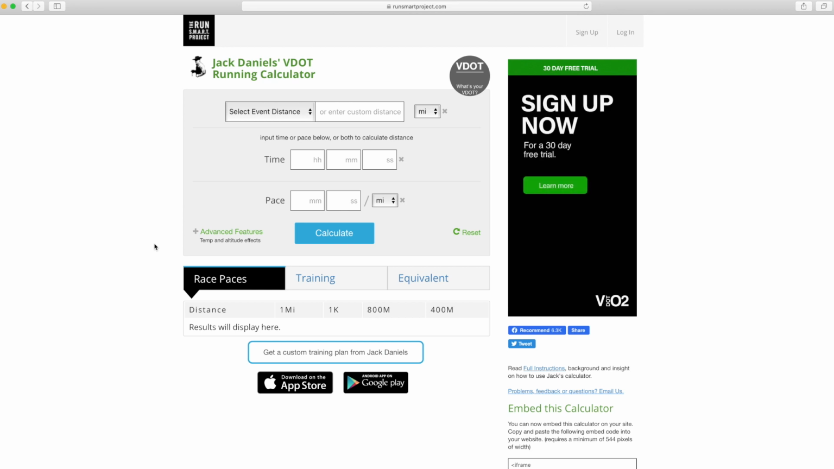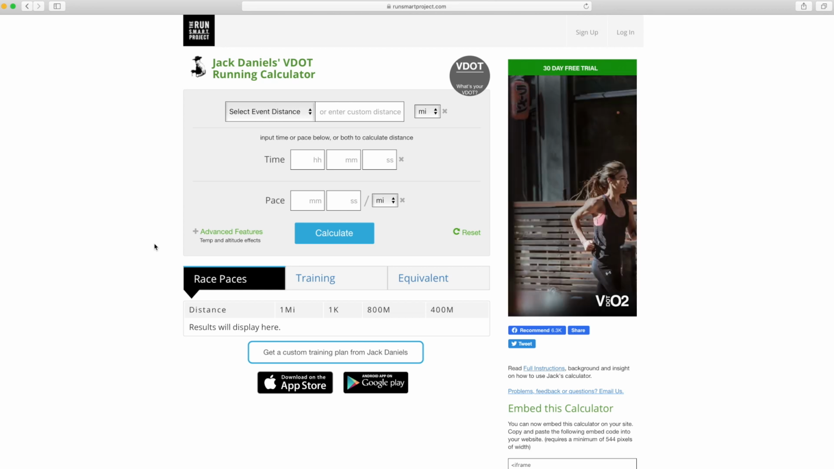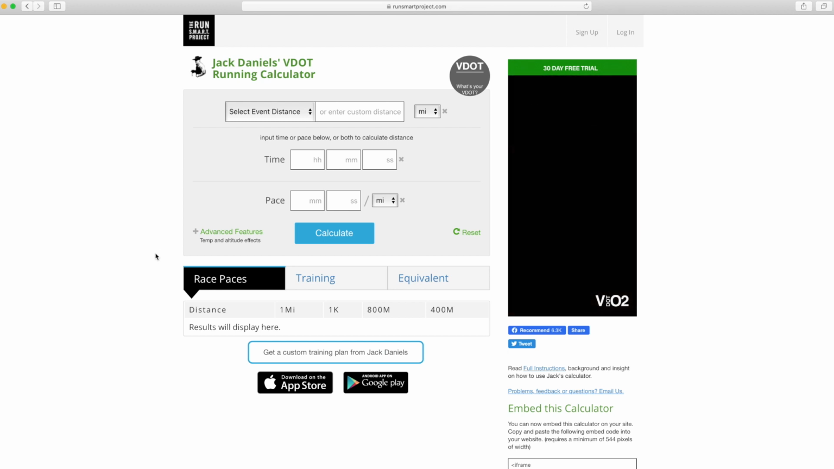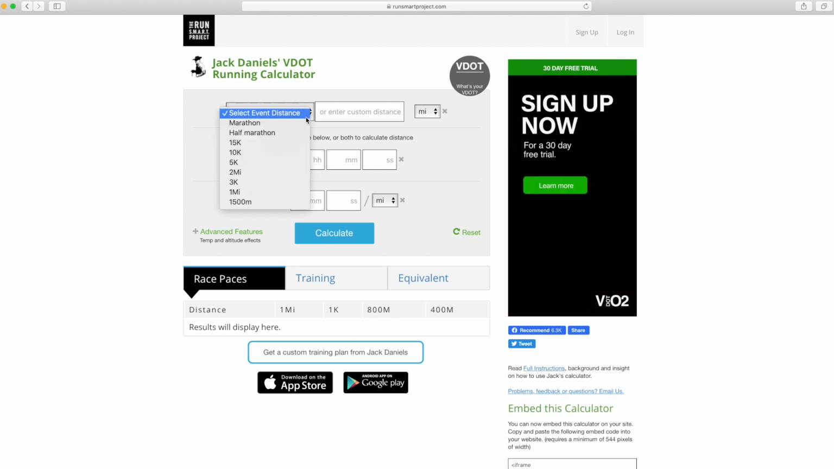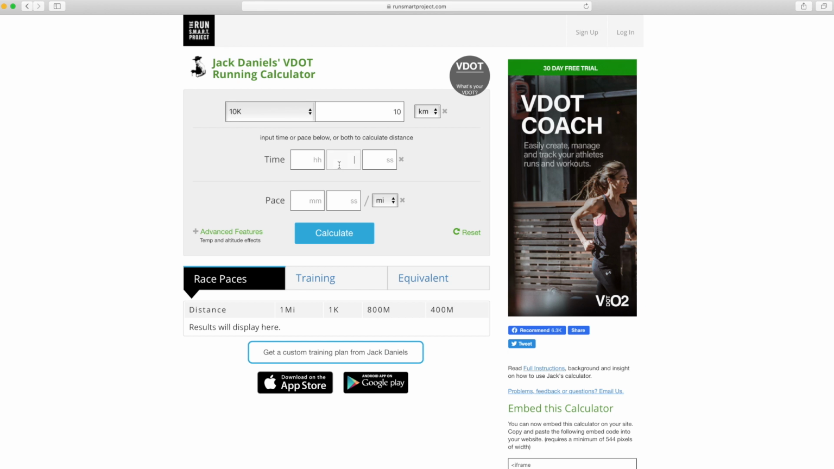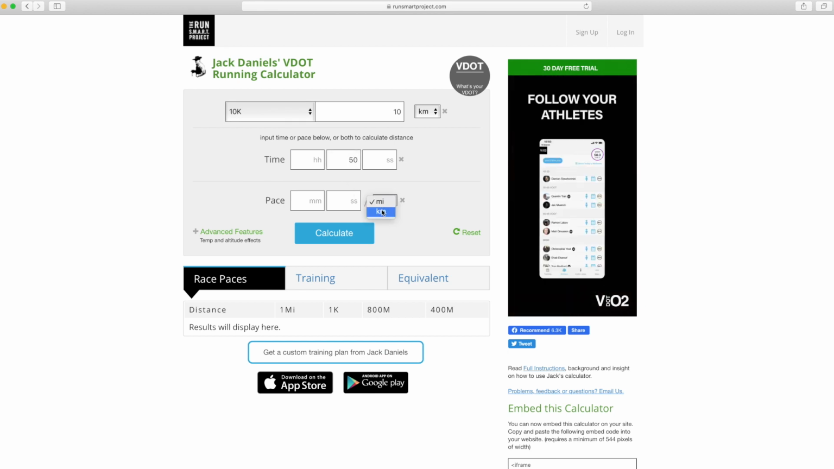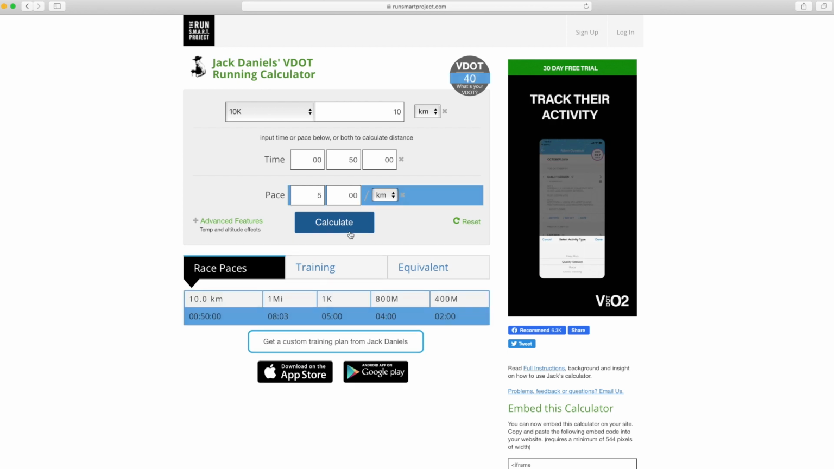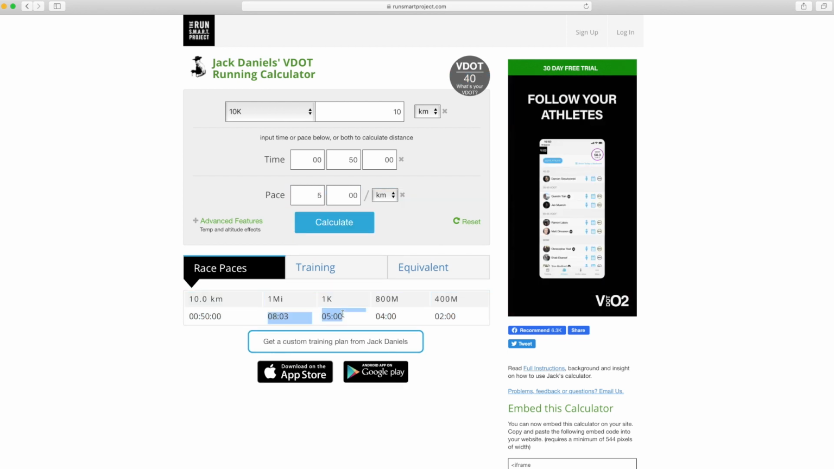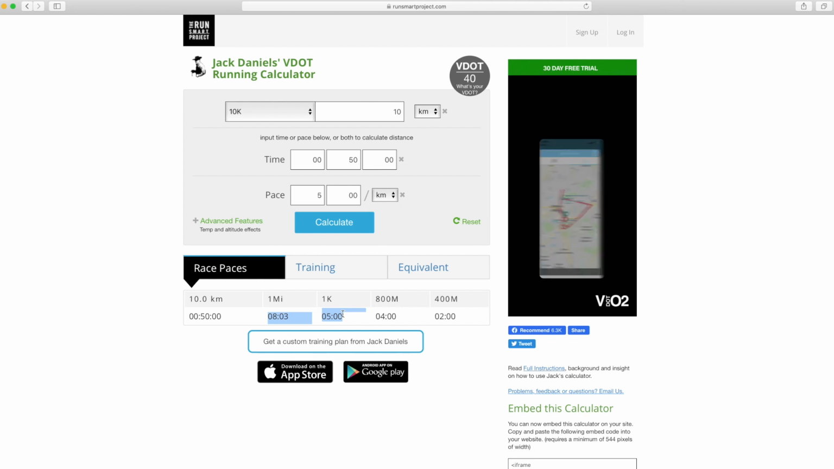We'll put in the result of a recent race, and it will present us with our training paces. So for this example, we'll say 10 kilometers, and we'll put in 50 minutes. We'll change that to kilometers, and we'll hit calculate. We can see the result pace for a 50-minute 10K is 8 minutes and 3 seconds per mile, or 5 minutes per kilometre.